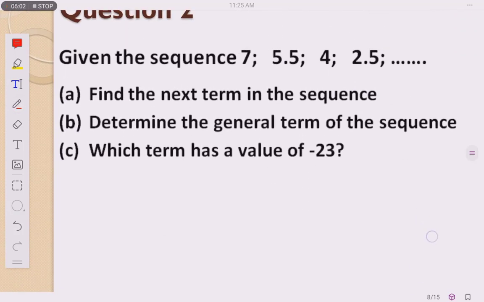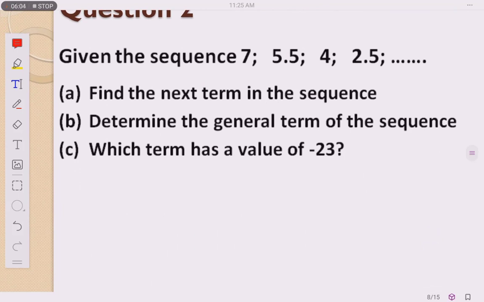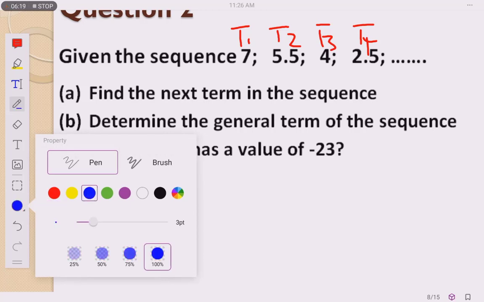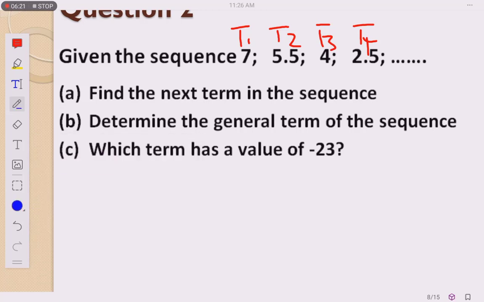So here we have another question. Given the sequence 7, 5.5, 4, 2.5, so this is T1, T2, T3, T4. Find the next term in the sequence. Since it's an arithmetic sequence, we can find the common difference there.